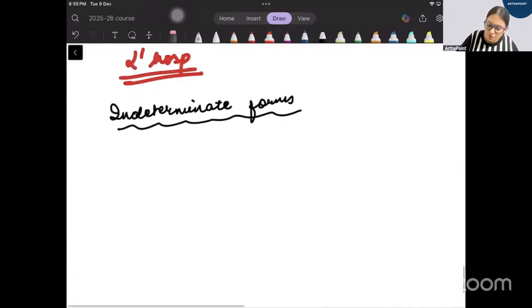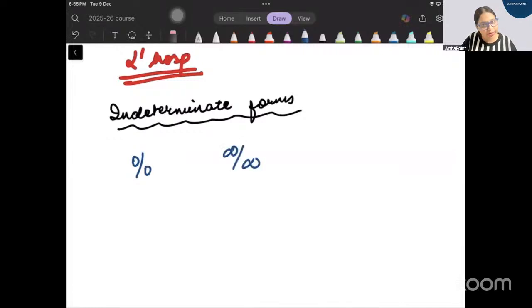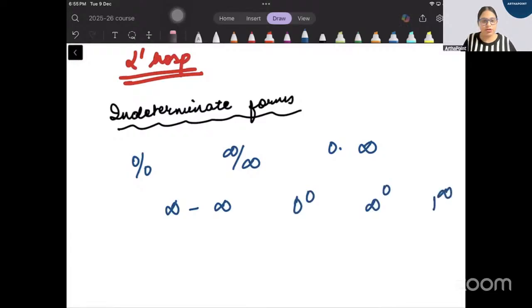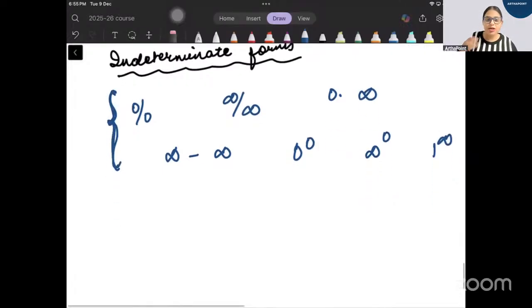You can have a form of 0 by 0, infinity by infinity, 0 into infinity, infinity minus infinity, 0 to the power 0, infinity to the power 0, 1 to the power infinity. Whenever you have an indeterminate form, usually there are 3 things which can be done. और हम उन तीनों पे ही numerical करेंगे.